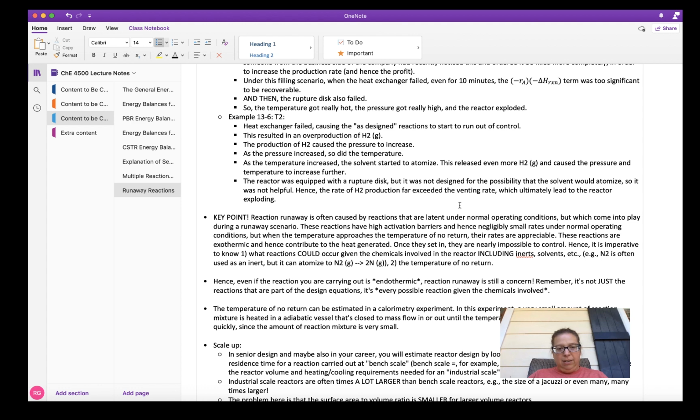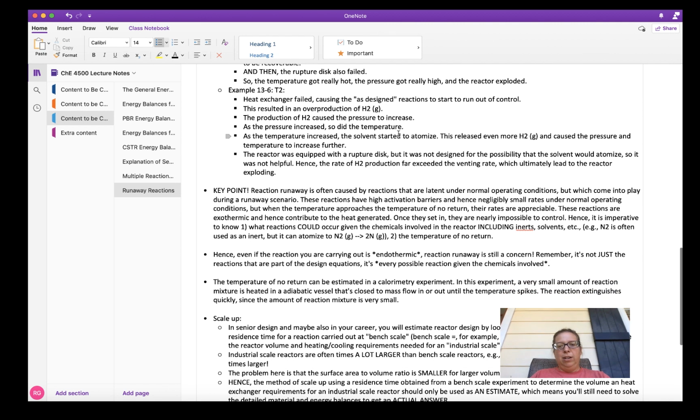Example 13.6 is the T2 example. That's also in one of the videos that you hopefully watched before getting to this lecture. In that case, again a heat exchanger failed. As the heat exchanger failed, one of the normal reactions in the reactor produced hydrogen. When the heat exchanger failed, the heat generated term caused the temperature to increase, because the heat generated term wasn't being compensated by the heat removal term. This caused even more production of H2.